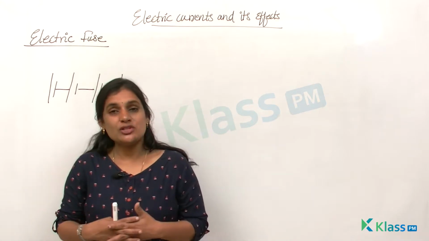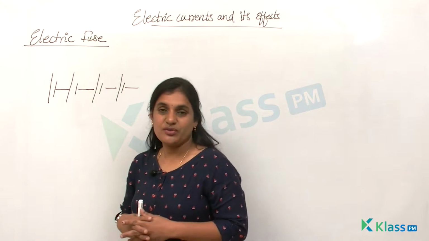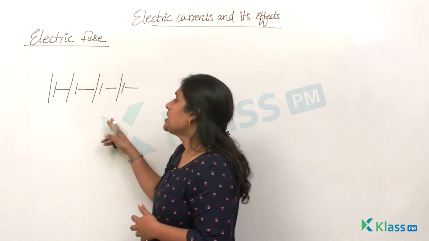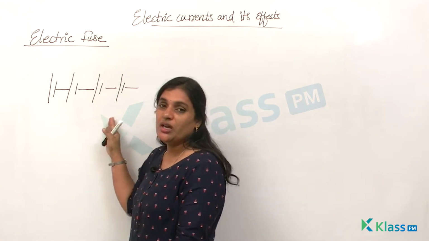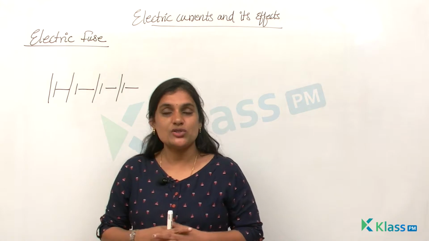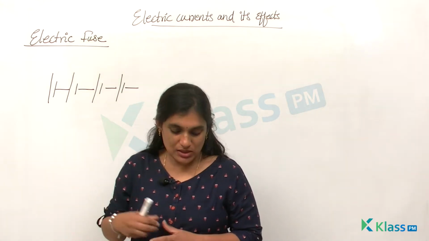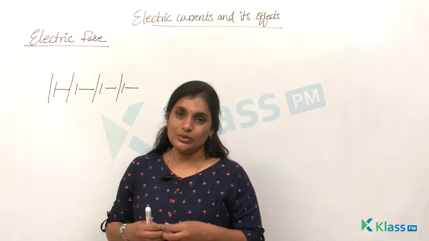For this, we need to know what an electric fuse is. So let us learn about the electric fuse through an activity. For this activity you need to connect 4 batteries like this, and connect the batteries to steel wool. Instead of a nichrome wire, connect a thin strand of steel wool to these batteries.